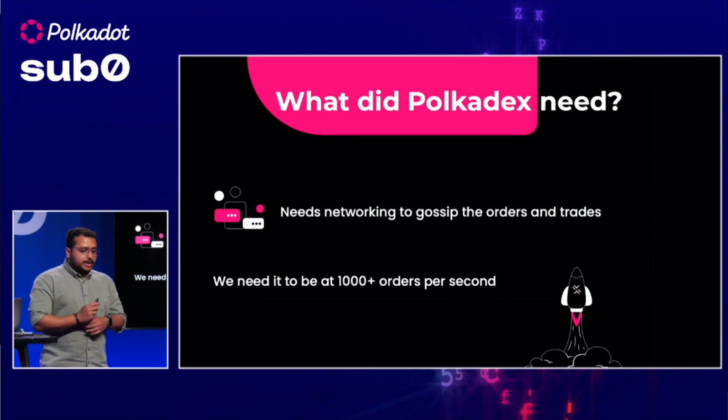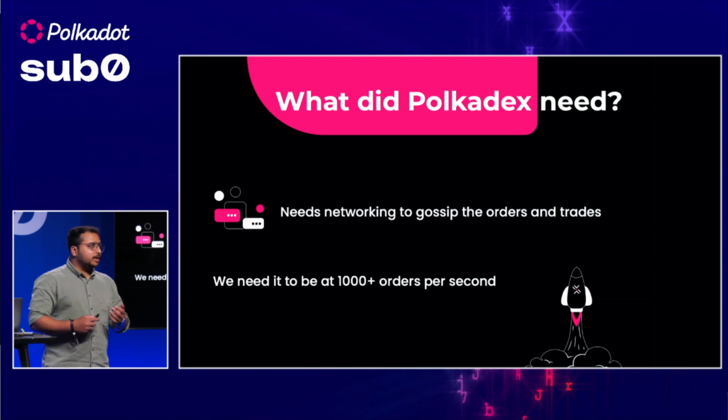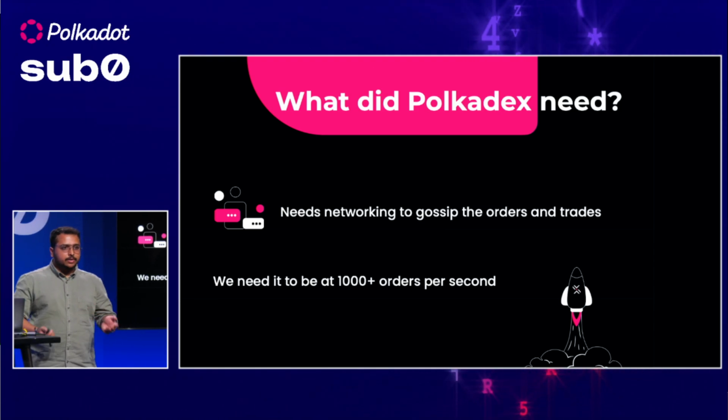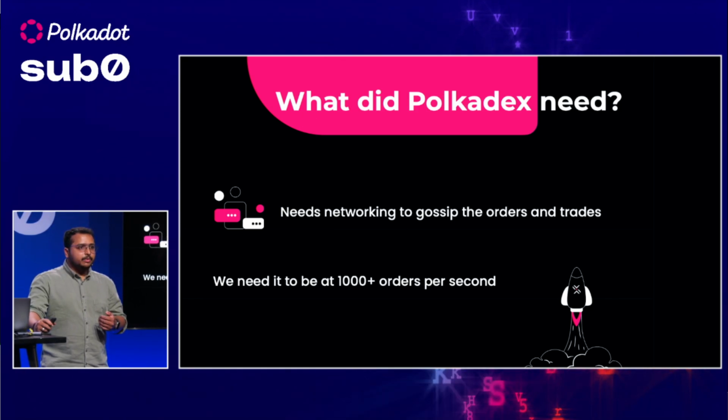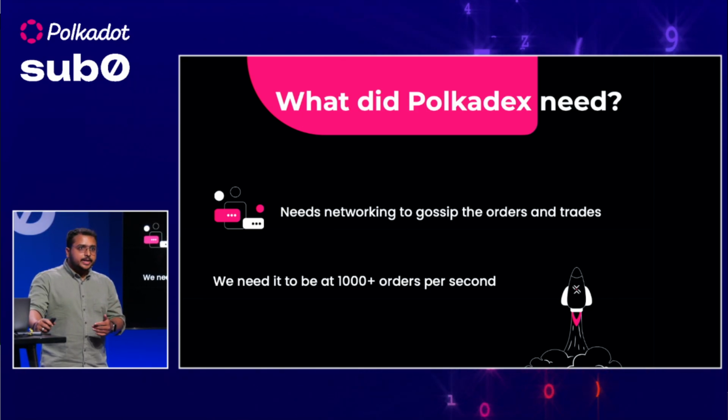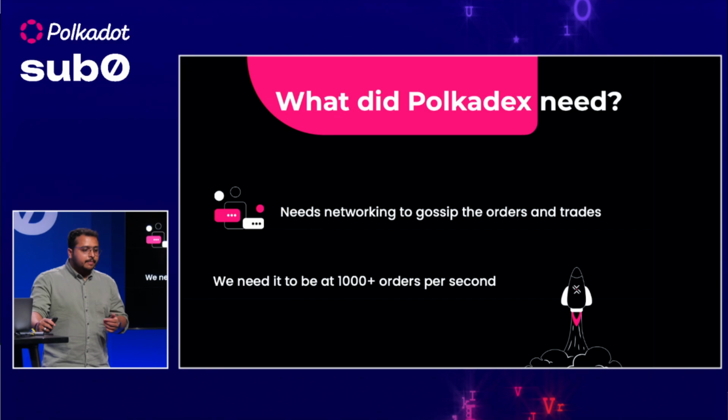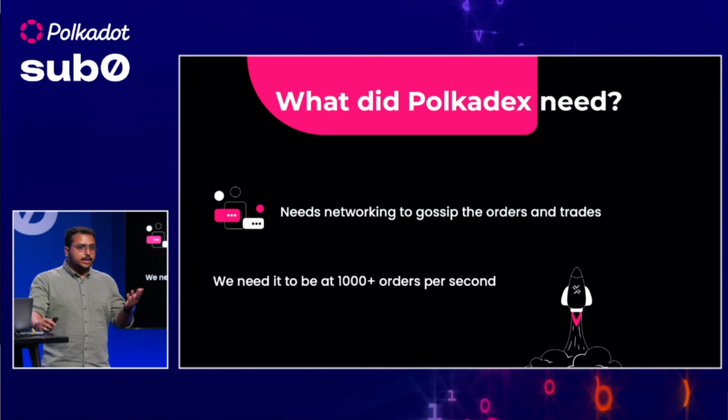We also needed to gossip the orders and trades between all the validators and all the nodes, so that we have data availability. At the same time, we want to make sure that all the trades are being verified by the validators, and we need to do it at scale. That is about 1000 orders per second.